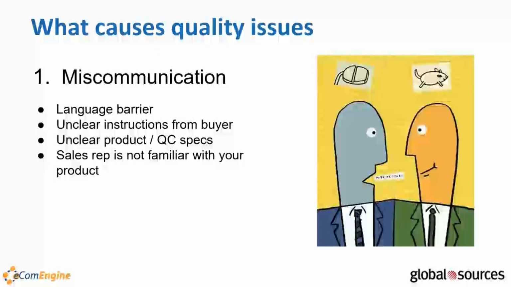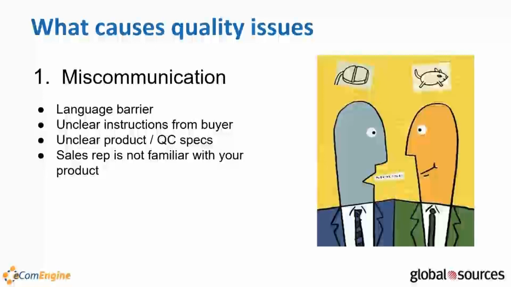It's also possible that the sales rep is not familiar with your product and might not understand the technical details or requirements of your product. So keep this in mind as you place an order with your supplier. Miscommunication is the reason for most quality issues. And we'll talk a little bit later about what you can do to minimize miscommunication with suppliers.